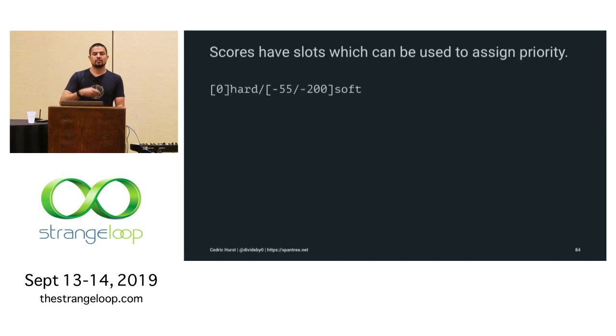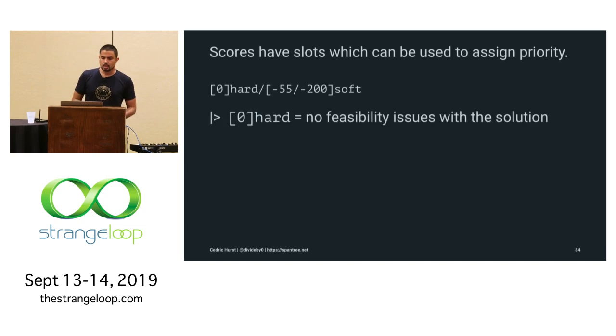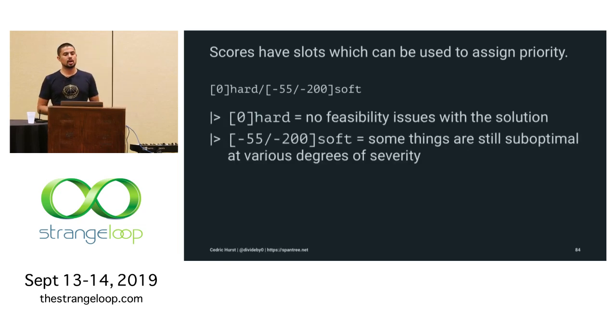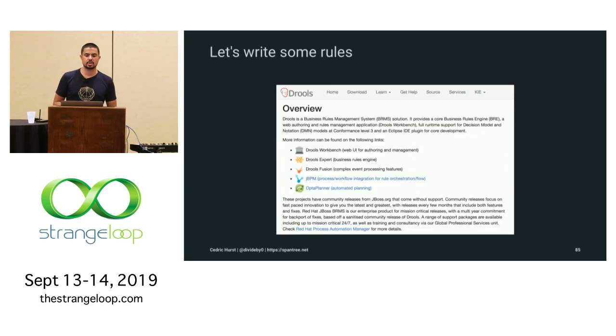So scores have slots, and you can assign basically weights. So in this case, like this solution has resolved all the hard constraints. That's at 0. And there's still some outstanding issues with soft constraints, and so there's some negative weights there. So no feasibility issues, but there are some things that are suboptimal, and so the system is going to seek to continue to improve those things.